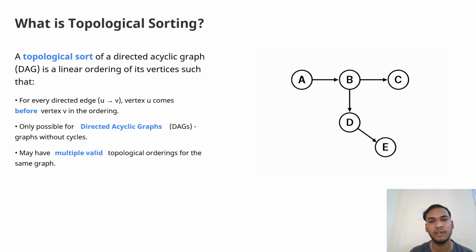a directed acyclic graph means there is only one direction of travel, like this. There is only one way of direction. The end node will not reach the starting node again. Every directed graph has edges and vertices, and topological sorting is only possible for a directed acyclic graph, without cycles. We can have multiple valid topological orderings for the same graph.